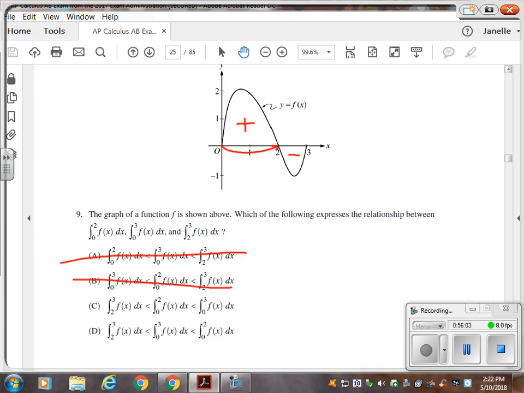Now, who would have the next size answer? 0 to 2 or 0 to 3? 0 to 3 would be next because 0 to 3 is the difference of these two. Right, the area of the whole thing, which is the big part that's positive, minus the bottom. And that's why the answer is D, because 0 to 3 is the 0 to 2 plus the 2 to 3, and this one's negative and this one's positive, and that subtracts. It makes it smaller. Does that make sense? Okay. Then we're moving on.